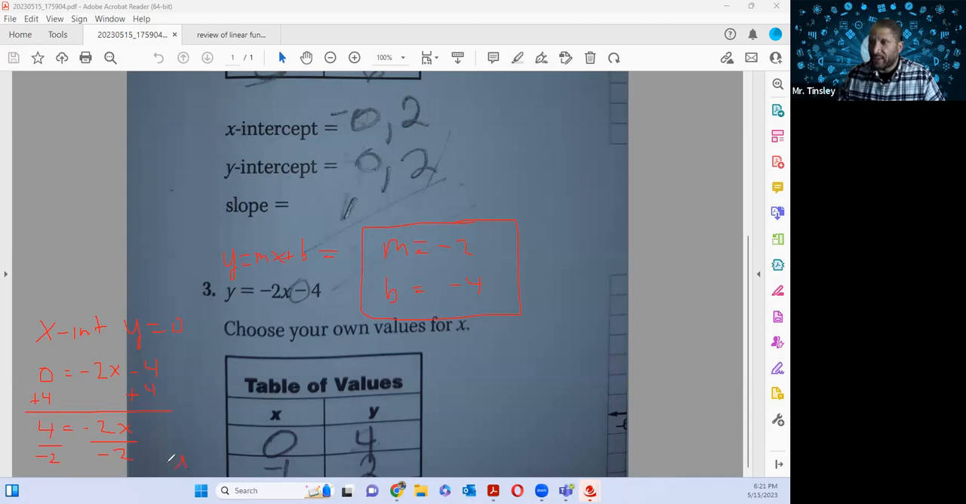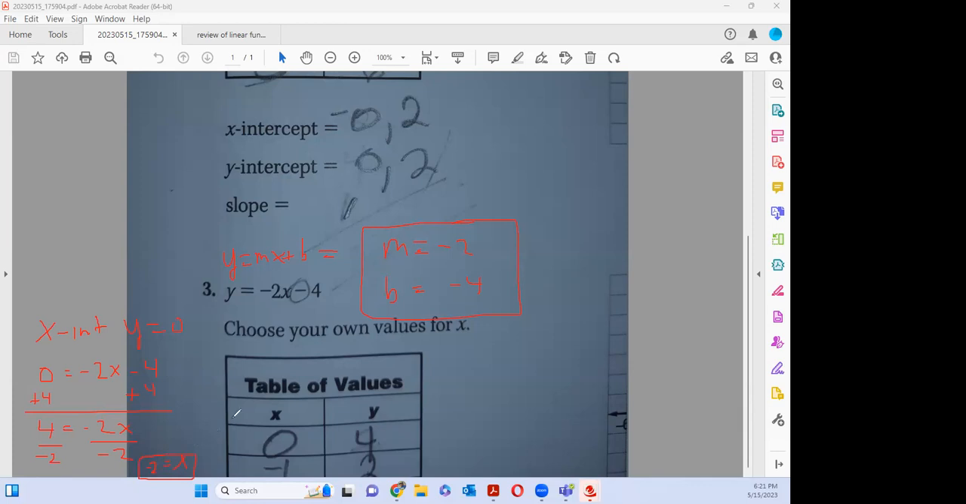And we get x equals -2. I'm running out of room here. I apologize. Yes, you are.